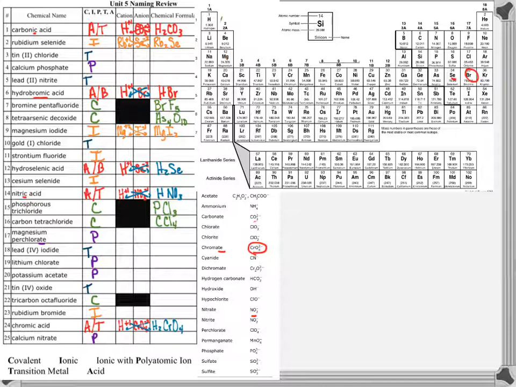I have strontium fluoride, Sr. Strontium is found in group 2, so it's +2. Fluoride has a charge of -1. I'm going to crisscross, so my formula is SrF2.